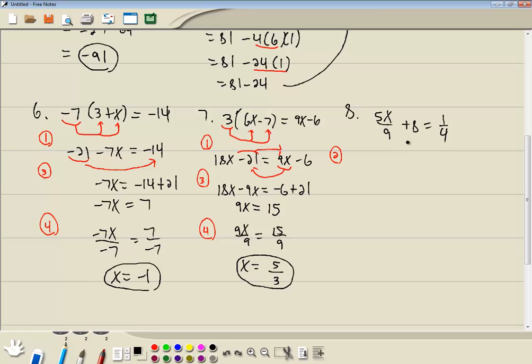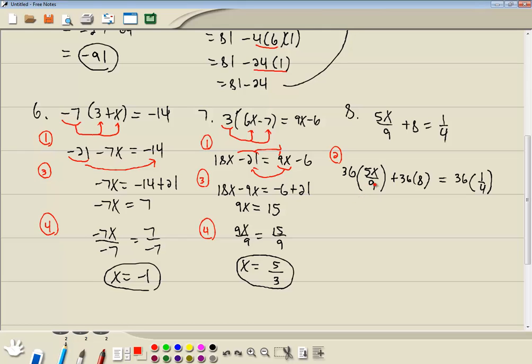We're going to multiply everything by the LCM of all our denominators. Well, we've got two denominators, 9 and 4. Our LCM would be 36. And I'll cover how to find LCM here in a second. I don't really have room. So I'm going to take 36 and multiply times everything. So I'll multiply times this fraction, I'll multiply times the 8, and I'll multiply times this fraction on this side, 1/4.